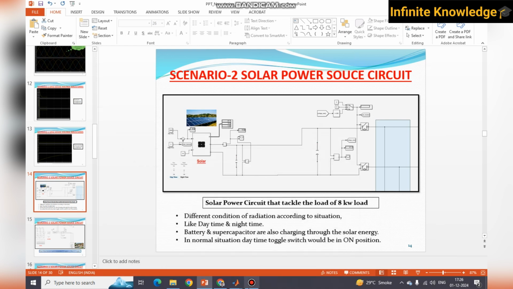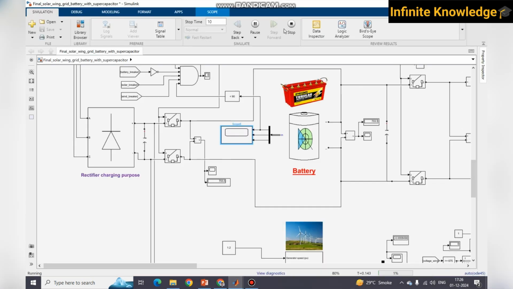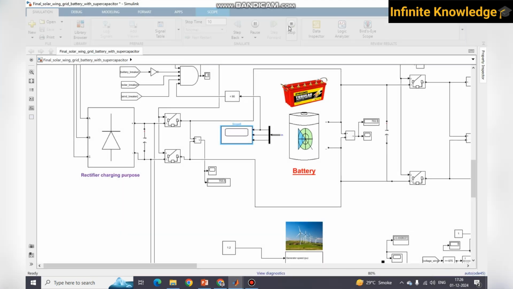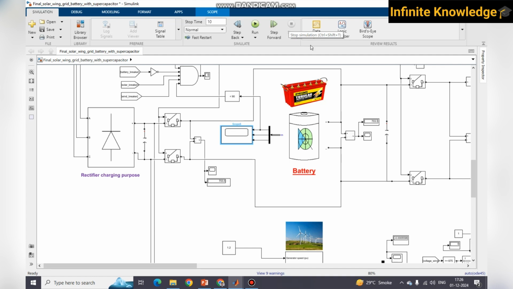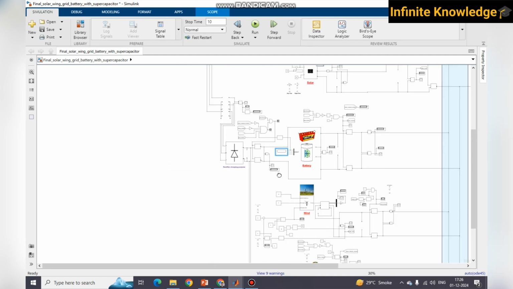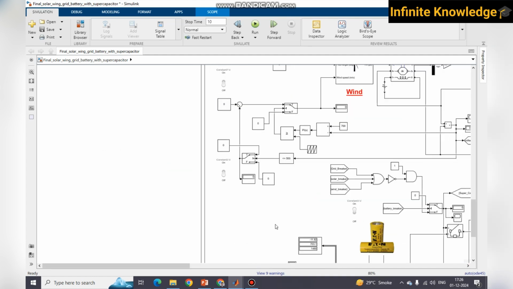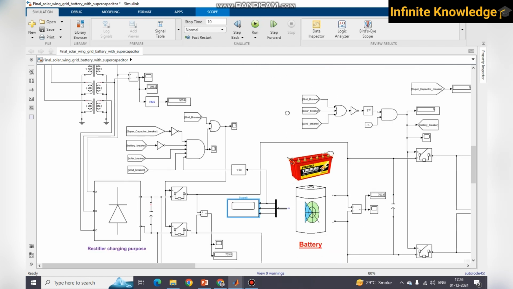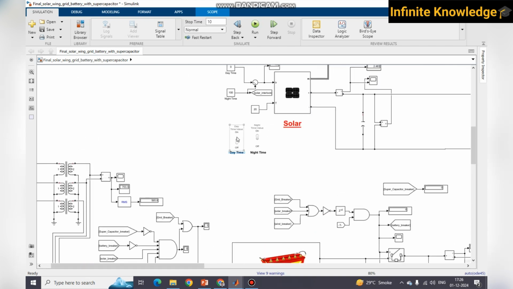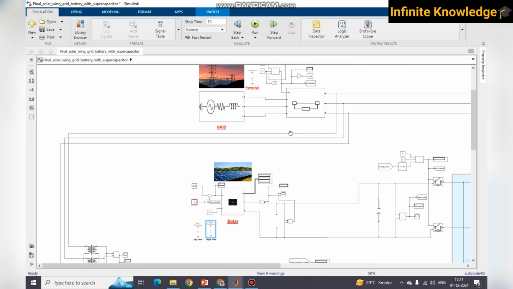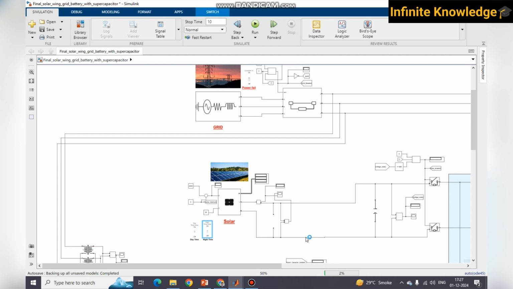Yes, I am opening the simulation. Stop the simulation. So right now, what the scenario says is that there is no wind speed, and there is only solar. I am clicking on the solar switch and starting the simulation. Okay, I am starting the simulation.